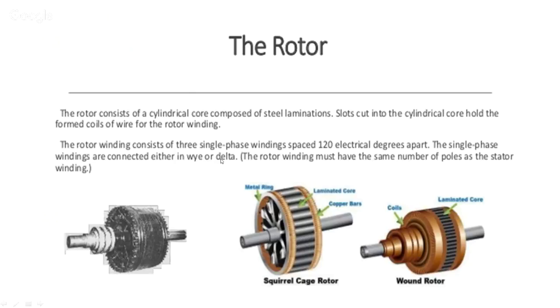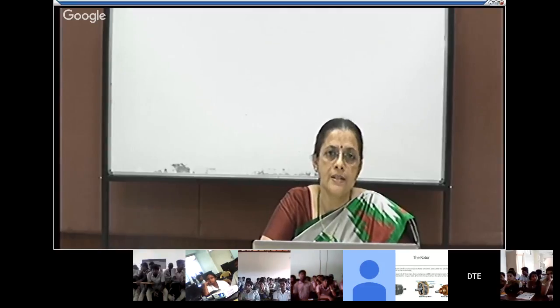Just now we learned there will be three phases. Every phase will have two terminals or two leads. So totally 6 terminals will be coming out from a three-phase induction motor, of which only 3 terminals can be brought out, and hence the windings are connected either in star or in delta.